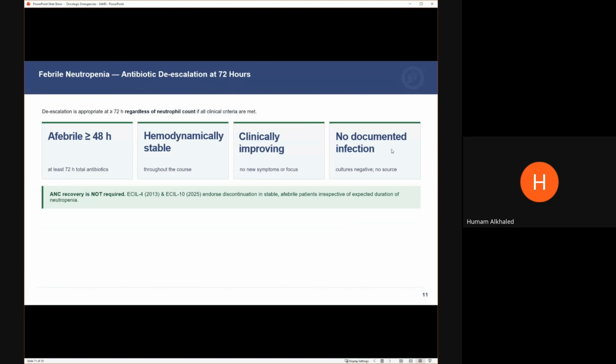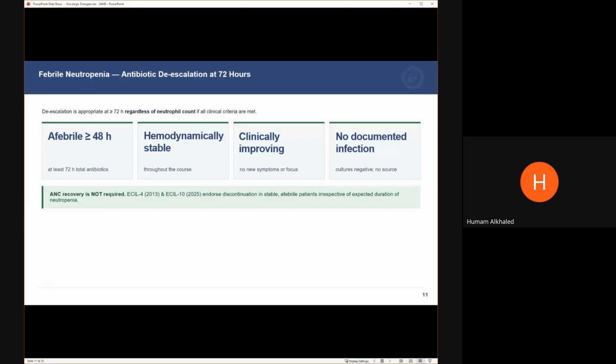Now, how do we think about de-escalation of antibiotics? Again, the old rule was to continue antibiotics until ANC recovered over 500. And this is sometimes not feasible in certain patients, especially acute leukemia patients. Your acute myeloid leukemia or myelodysplastic syndrome patients who are at high risk are chronically neutropenic, sometimes for months. So it's not feasible to continue IV antibiotics for a month or two when they are stable.